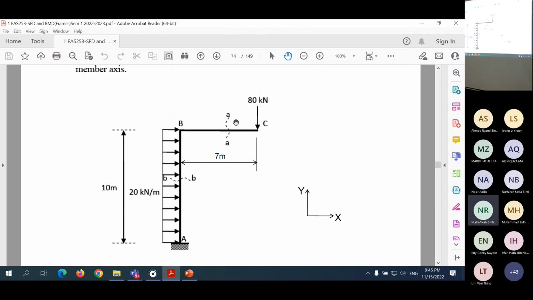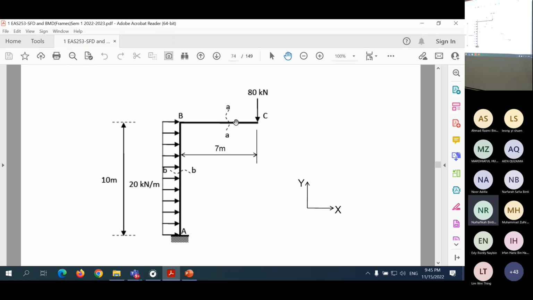So how many times we have to cut here? 2. Yeah, you have to cut twice here, once along this member, once along this member. So we start from C, not from A. We don't calculate reaction forces.